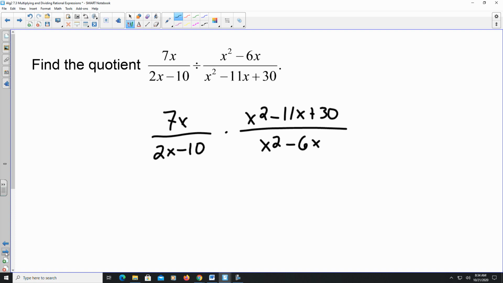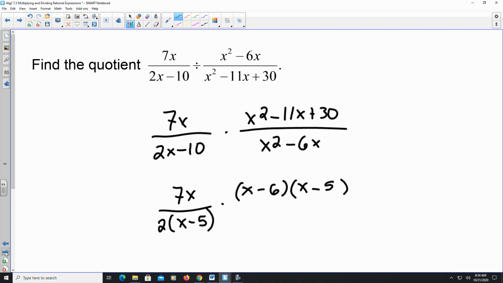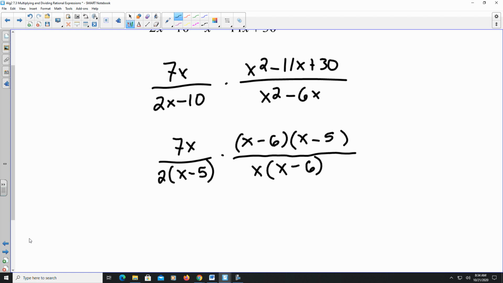7x, can't do anything with, I leave it at 7x. 2x minus 10, I could factor out a 2. So now I have 2 times the quantity x minus 5. It's being multiplied by x squared minus 11x plus 30. Parentheses, parentheses, x here, same sign. They're both going to be minuses. Two values give me a product of 30, sum is 11: 6 and 5. On the bottom, x squared minus 6x, I can factor out an x, and then this is going to be x minus 6.